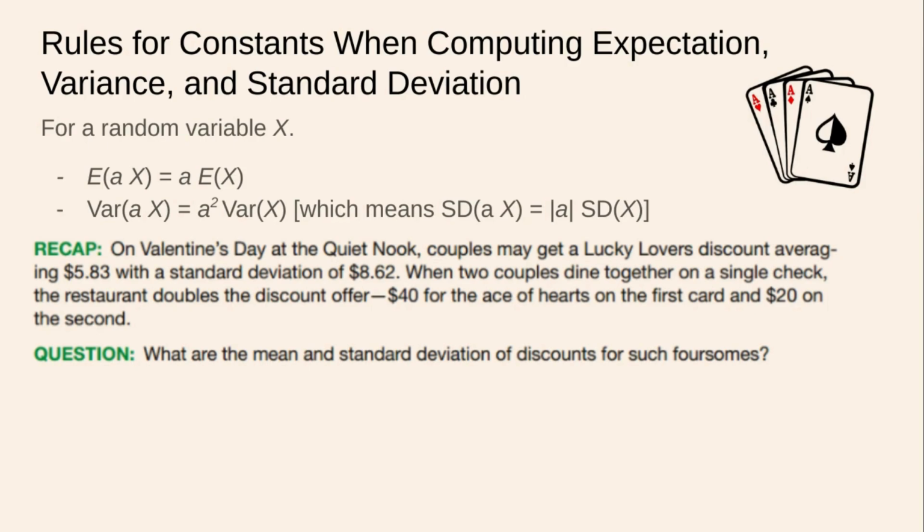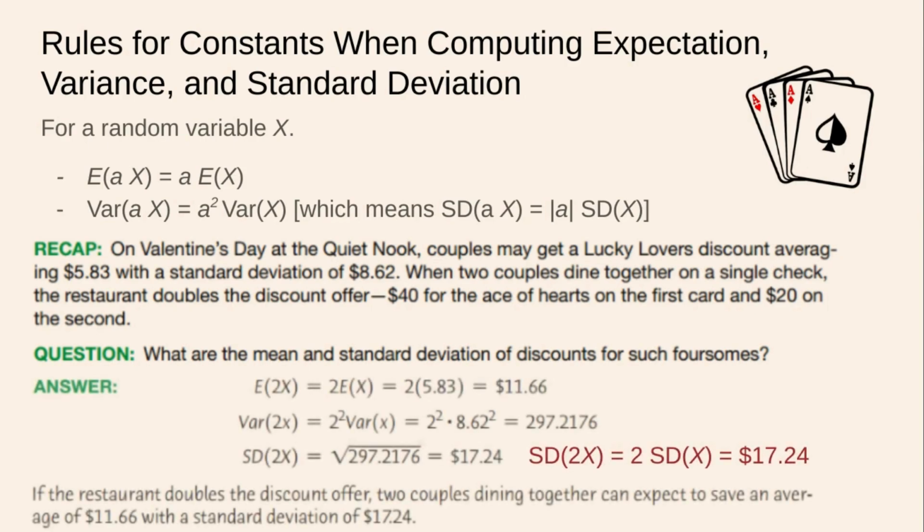All right. Well, we would say the expectation of 2 times the random variable is 2 times the expectation of the random variable. Expectation is 583. 2 times 583 is about 1166. Okay? The variance of 2x is 2 squared times the variance of x. That's equal to 4 times 862 squared, which is almost 300.